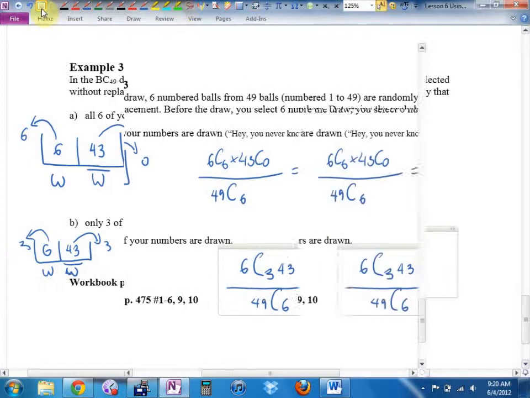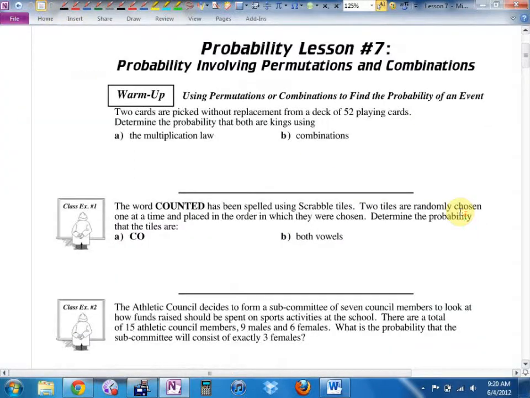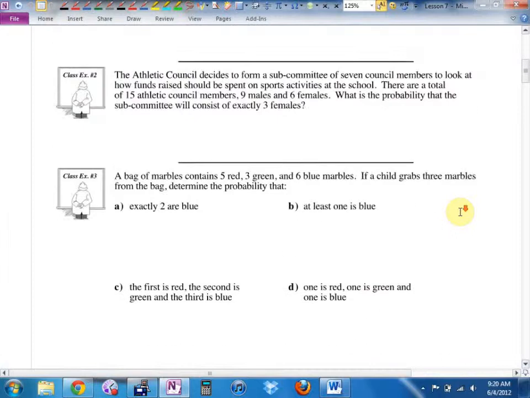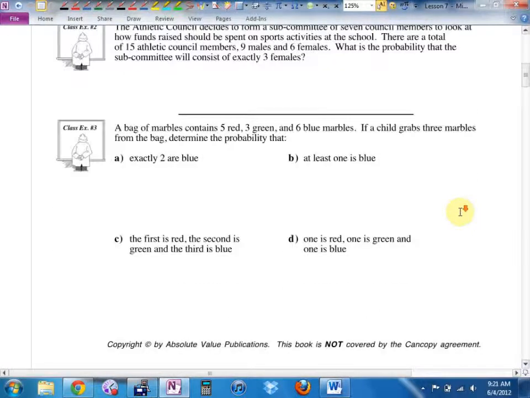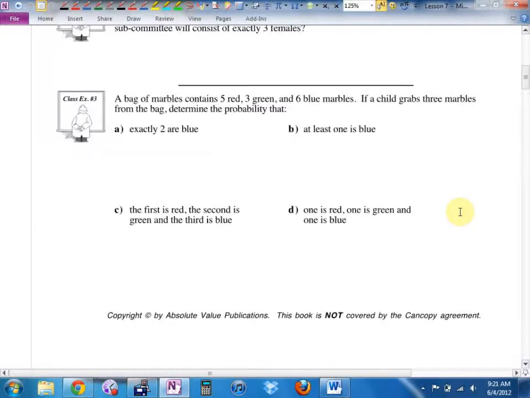Can you turn in your books, please, to page 473. Example 3 at the bottom of the page.